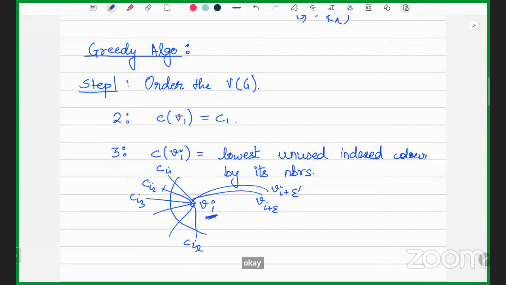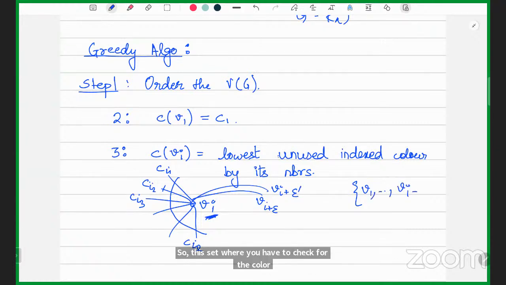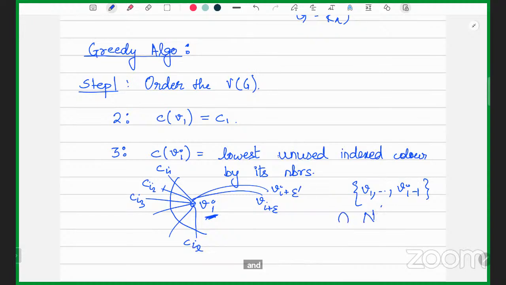Okay, so this set where you have to check for the colors is the vertices up till Vi, taking its intersection with the neighbors of Vi. And whatever is the least used, you use that color on the Vi.